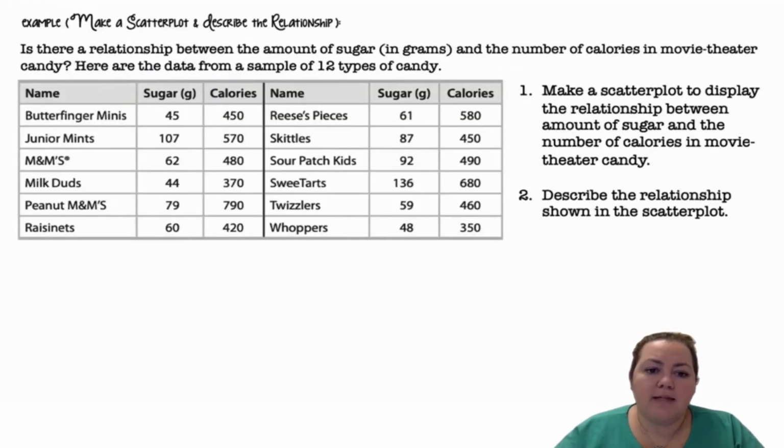All right, make a scatter plot and describe the relationship. Is there a relationship between the amount of sugar in grams and the number of calories in movie theater candy? Here are the data from a sample of 12 types of candy. We're going to make a scatter plot to display the relationship between the amount of sugar and the number of calories in movie theater candy, and then describe the relationship shown in the scatter plot.